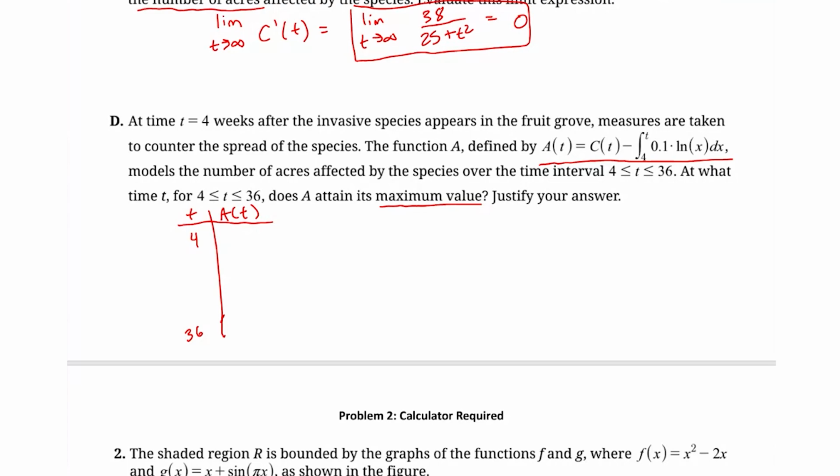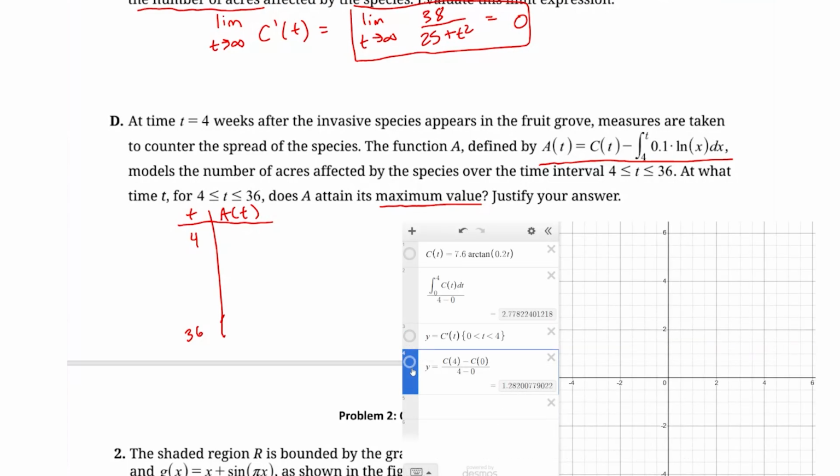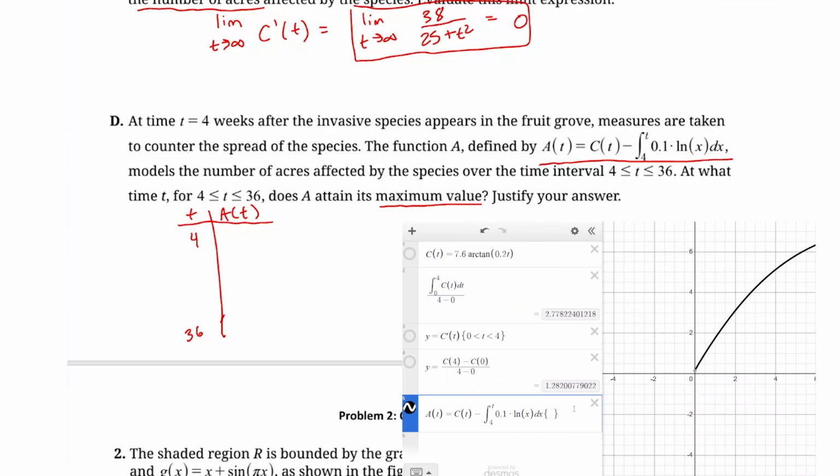So let's type in that equation for A. I'm going to hide all these in Desmos. And you can just type this in directly. You don't have to do anything fancy with it. So you have C of t minus the integral from 4 to t, 0.1 times the natural log of x dx. Okay, so here we go. We can also restrict this domain to be the t values that we want. Let me drag this out so we can actually see everything. We're going to go from 4 to 36.